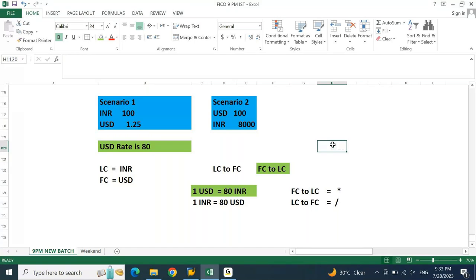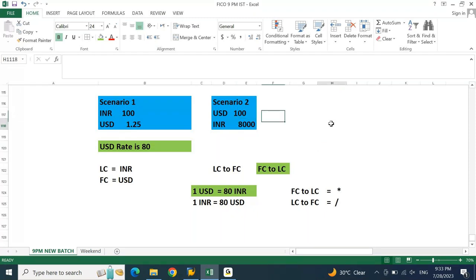Clear? Got it? Yeah. So I'll show these things practically on SAP also. Even in SAP, you have something called exchange rate simulator. Whatever the rate you put, whatever the calculation you did, you can do these calculations on SAP without posting any document.